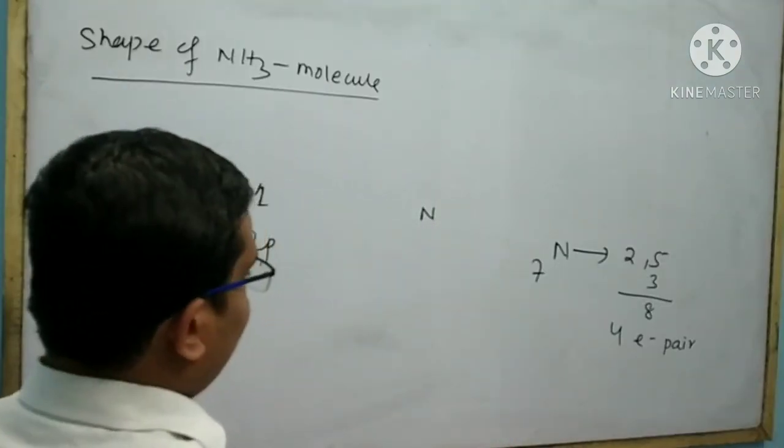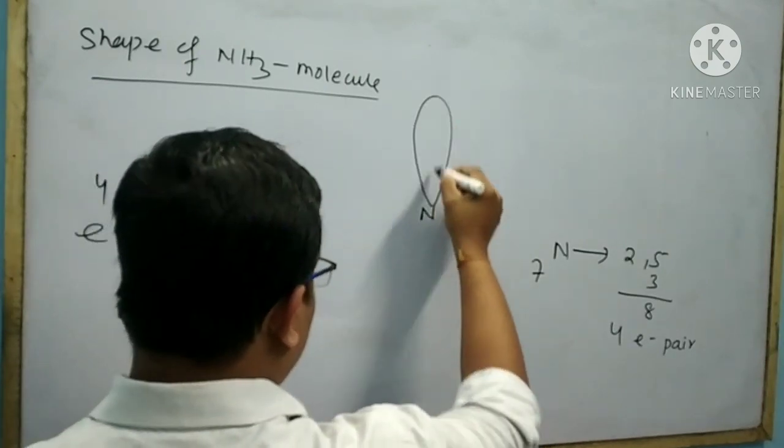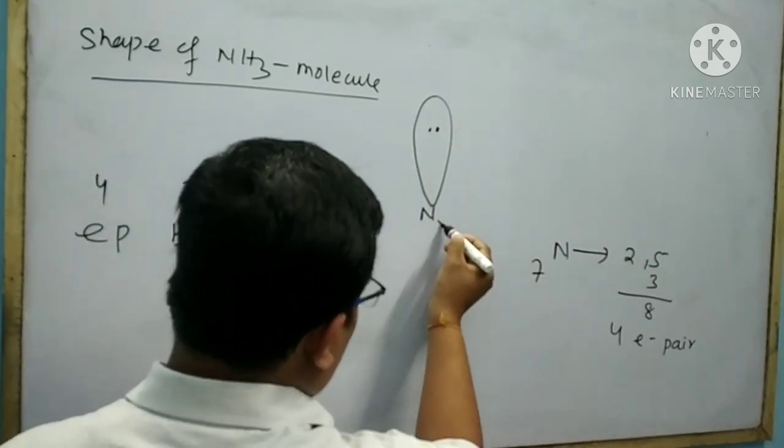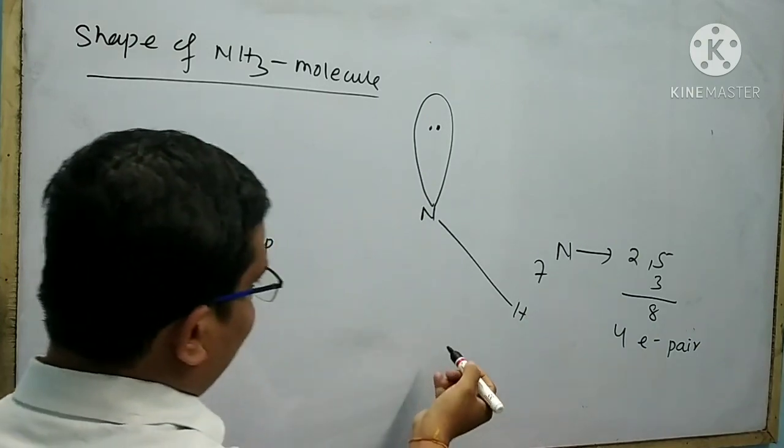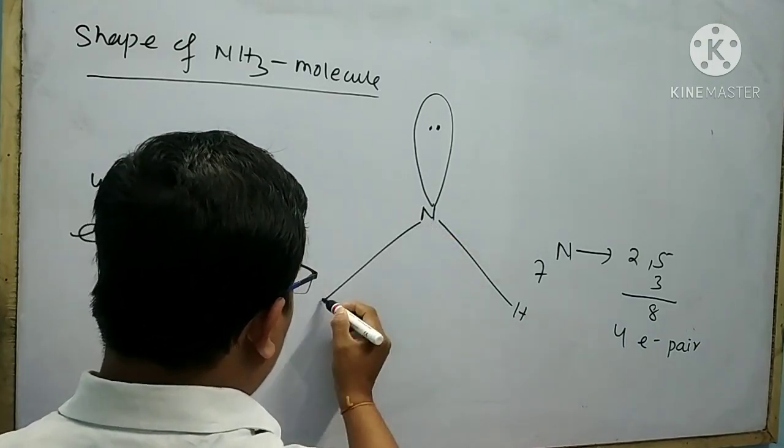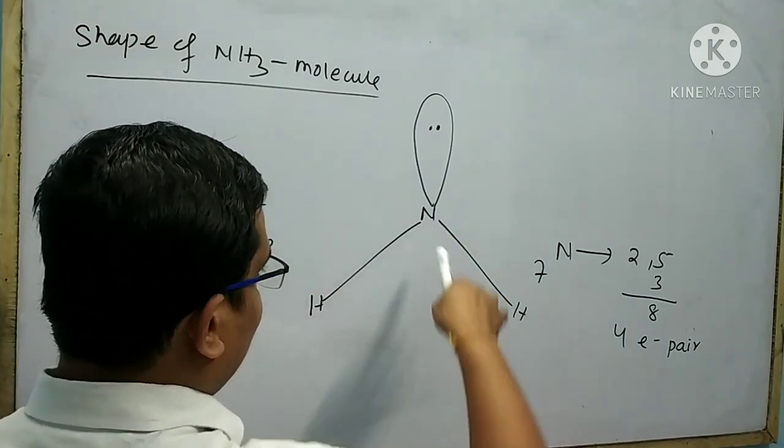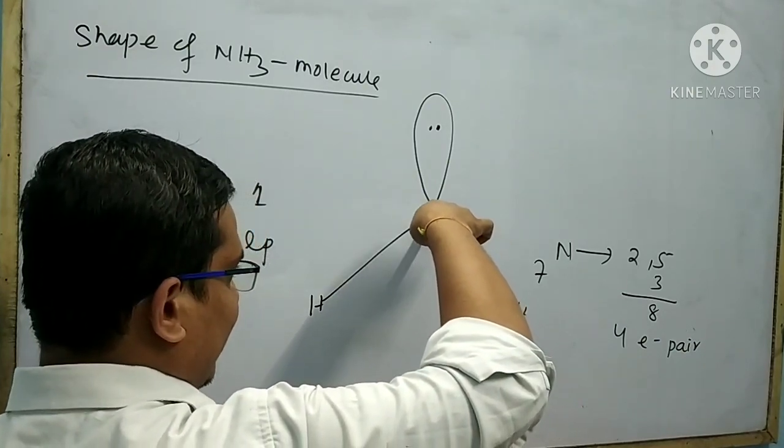Here the nitrogen atom is present, here a lone pair is present like this, here one bond pair is present like this, here another bond pair is present like this, and the third bond pair is present like this.